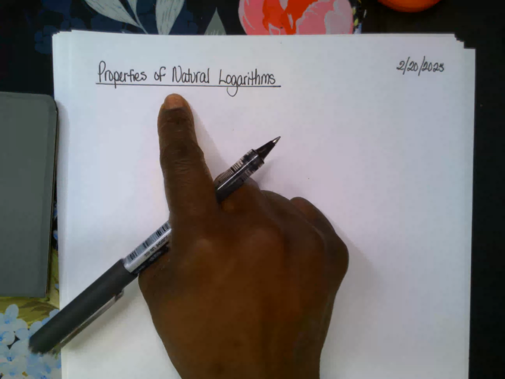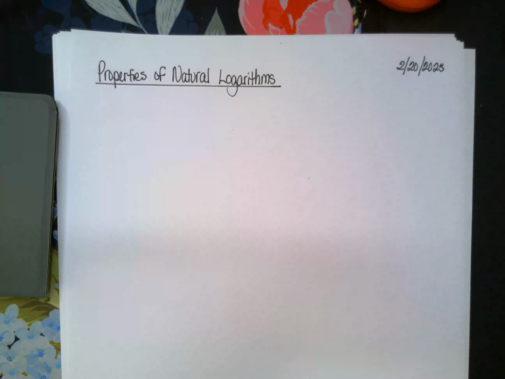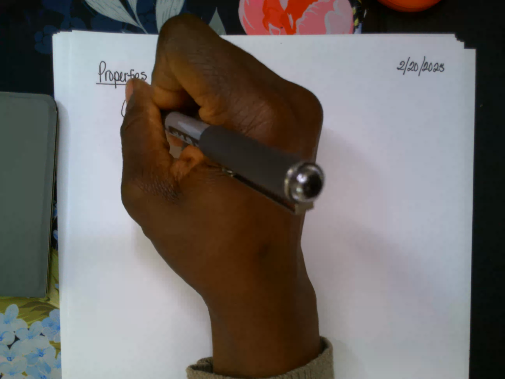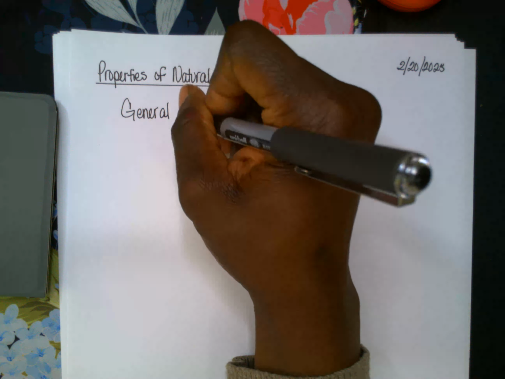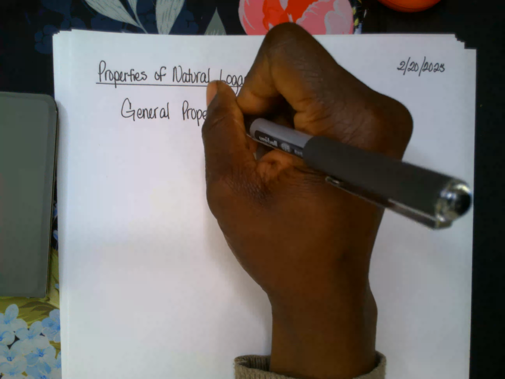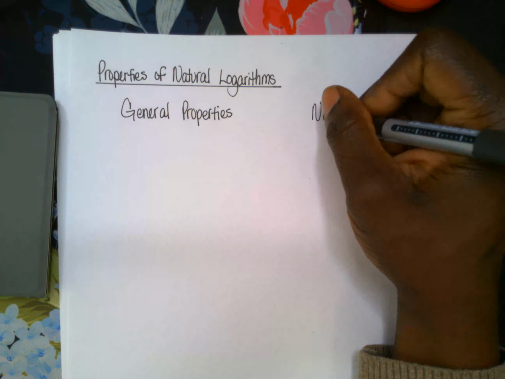We're looking now at the properties of natural logarithms. With the properties of natural logarithms, I'm going to put these in different colors, similar to what I did with the previous set for the properties of common logarithms. So let's go ahead and look at that. We're going to look at general properties, and then we're going to look at natural logarithms.